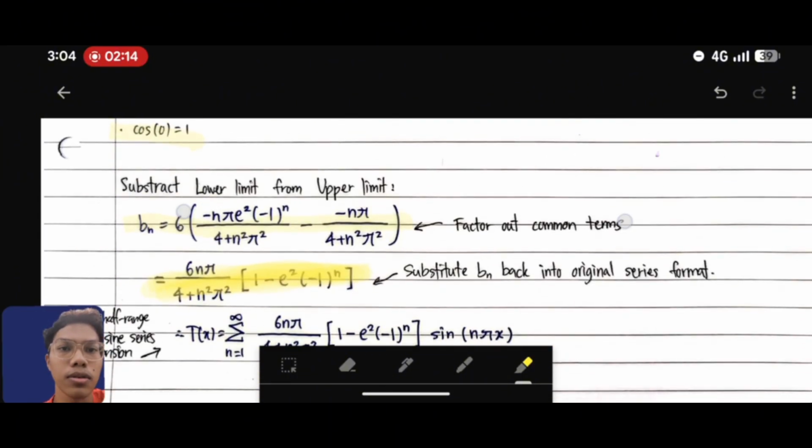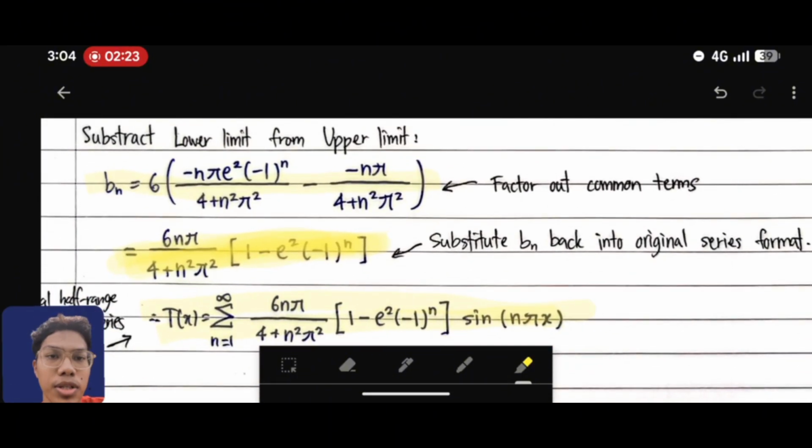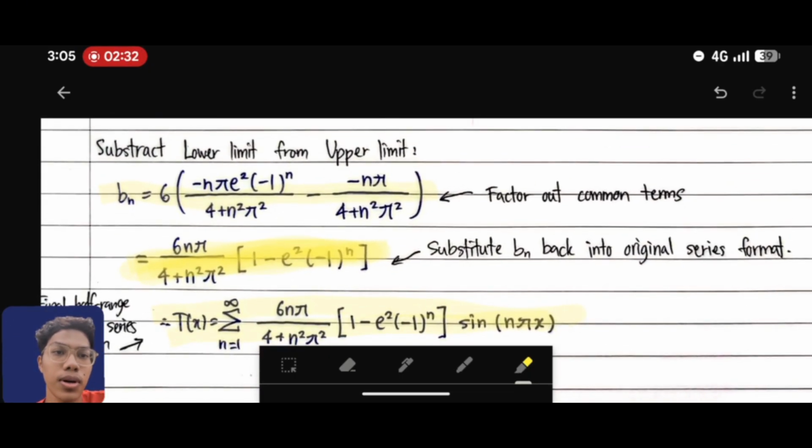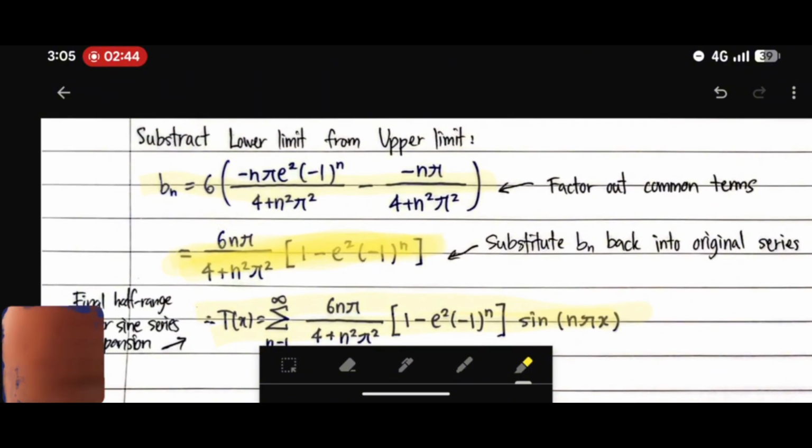So just substitute the value of Bn, then we'll get this final answer, which is f(x) equals the summation from n equals 1 of 6 n pi over 4 plus n squared pi squared, times 1 minus e squared times negative 1 to the power of n, times sine n pi x. So that's the final answer for the half-range Fourier sine series expansion.